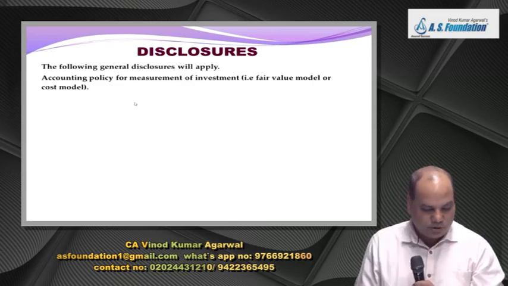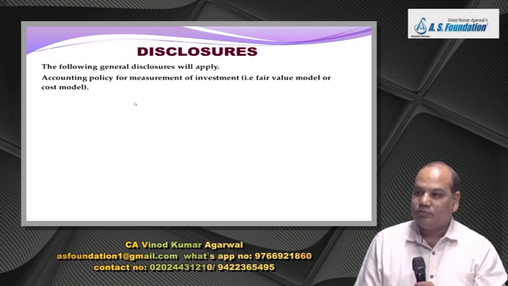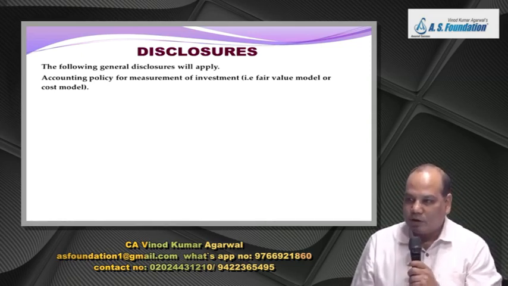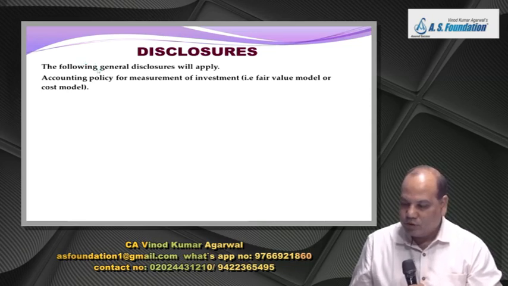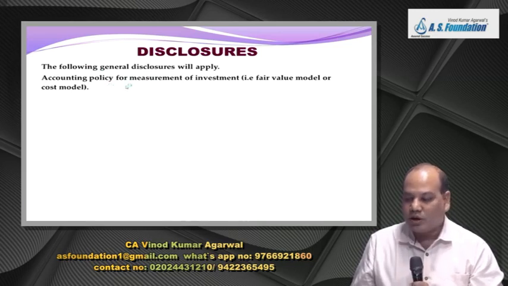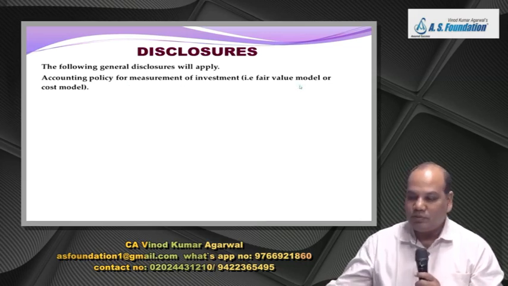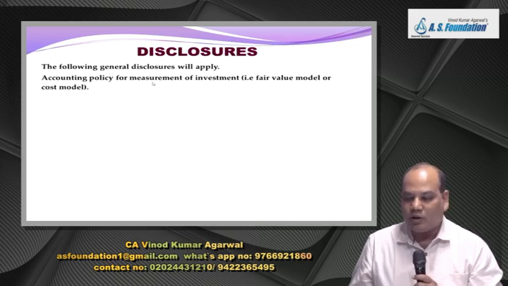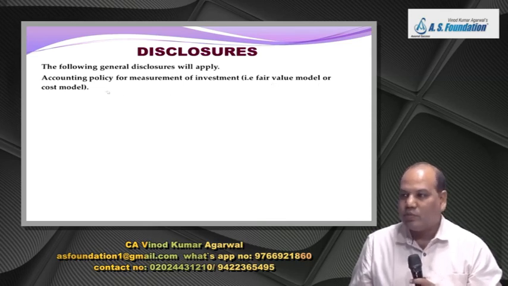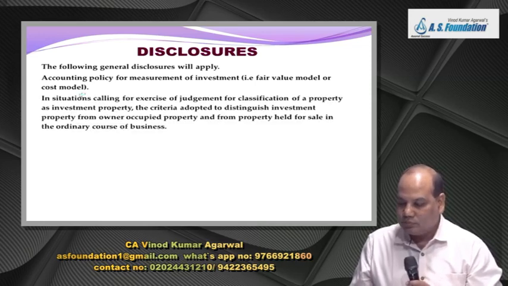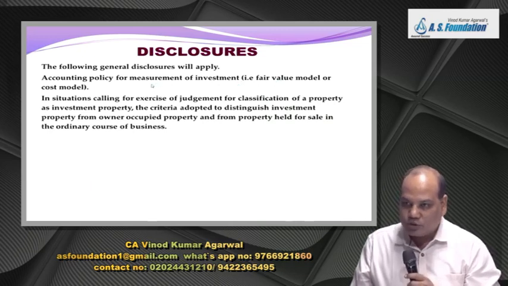The first few disclosures mentioned here are common, whether it is a cost model or fair value model. So the following general disclosures will apply. First, you have to disclose accounting policy, because there are two models possible. Better you describe your accounting policy for measurement of investment property. You can apply the fair value model or you can apply the cost model. Whichever model you follow, you have to make a disclosure.